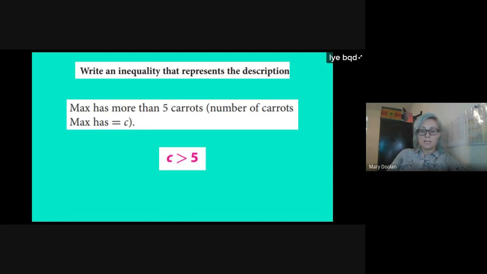If you're not sure if you set it up correctly, one thing to do is replace your variable with a number and make sure it makes sense. So if Max has more than 5 carrots, that means he could have 6 carrots, 7 carrots, 8 carrots, 9 carrots. And if I put any of those numbers where the C is, it should be like the alligator's trying to eat the bigger number.